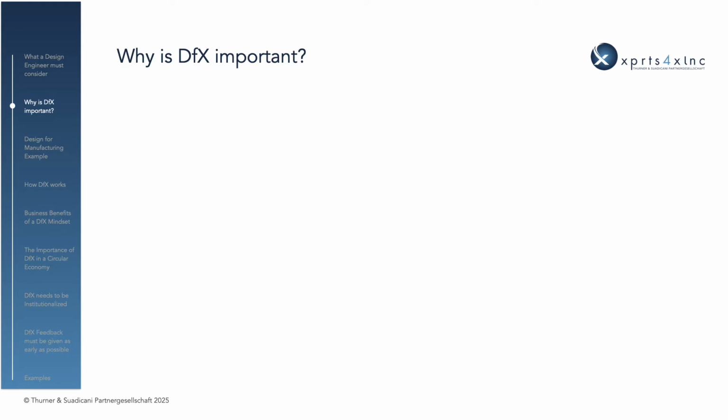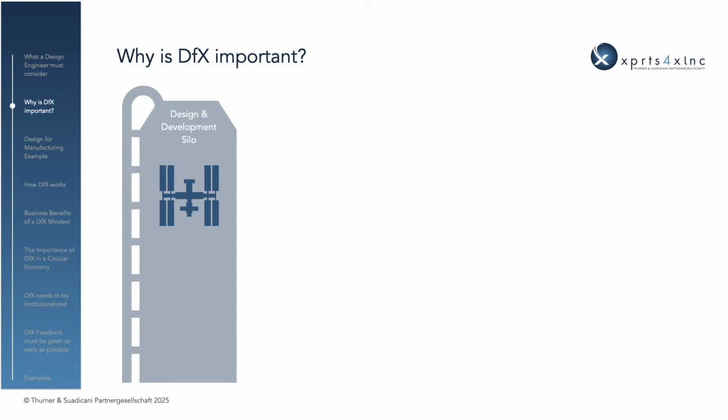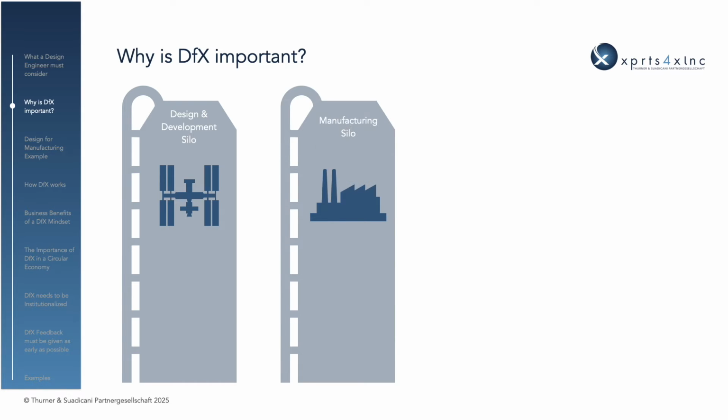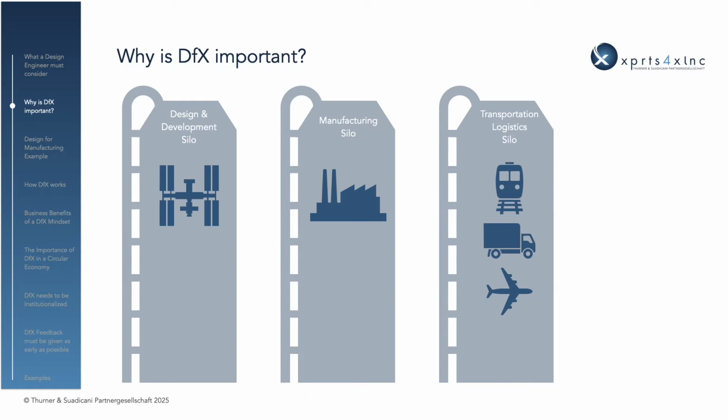Why is DFX important? To answer this question, let's look back a few decades. In the 1980s, the areas of development and design, manufacturing and procurement and transport logistics were often organized in isolation from one another, as independent silos with little communication or professional exchange between them. This often led to difficulties in production implementing what had been designed and constructed in development. As a result, production frequently had questions for development, which significantly delayed the time to market for new products. Furthermore, there was a lack of binding rules for the exchange between these areas.